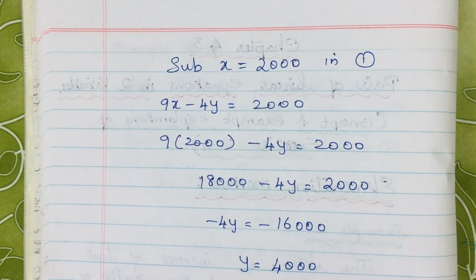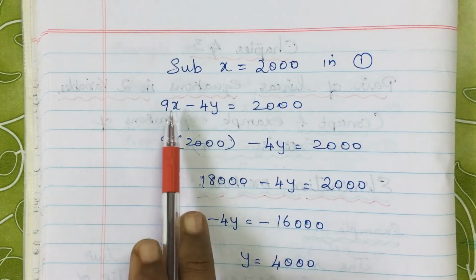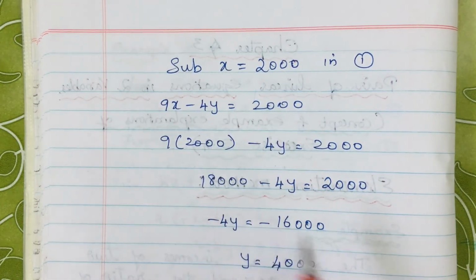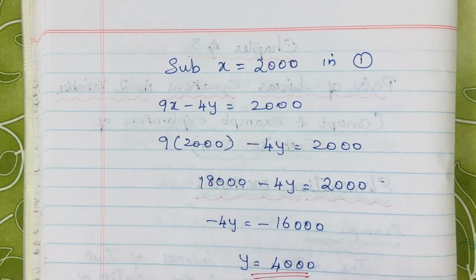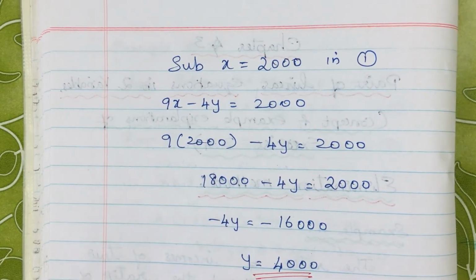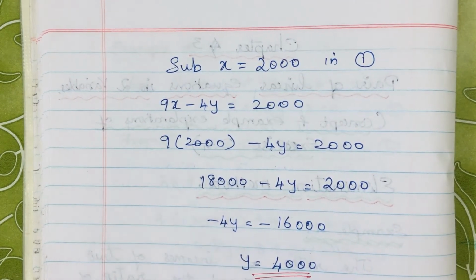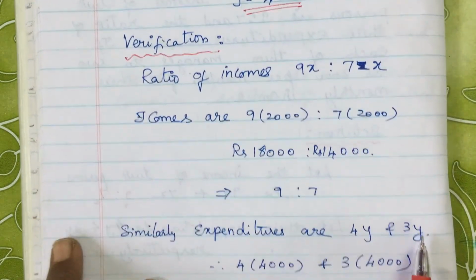And then substituting x equal to 2000 in equation 1. What does your equation 1 say? 9x minus 4y was equal to 2000. So substitute your x here, you will get y as 4000. So what are the incomes? Before that you have to verify this with respect to the question. So you found out what is x, what is y.